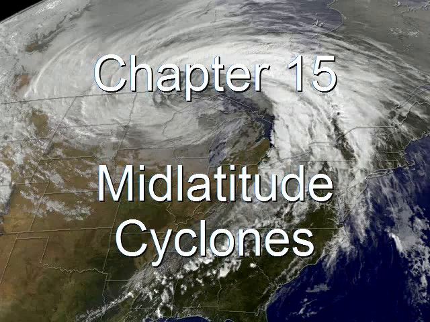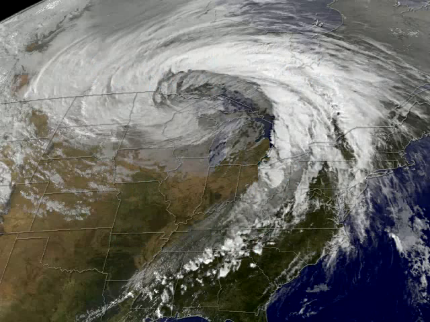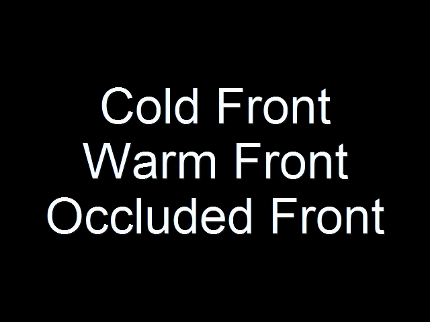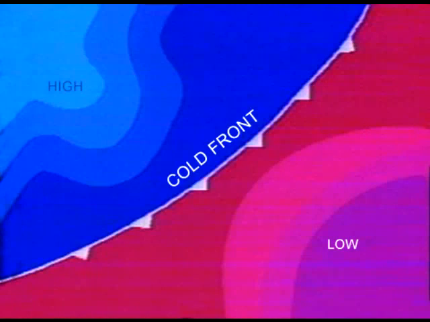A mid-latitude cyclone is a migrating center of low pressure. It comes along with various fronts, a cold front, a warm front, and an occluded front. Fronts are areas where air masses with different characteristics meet.